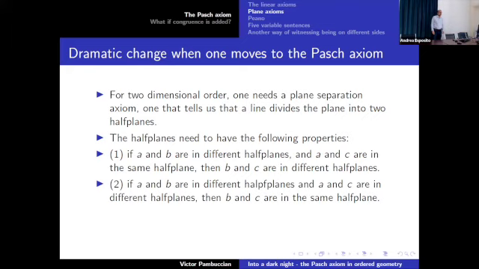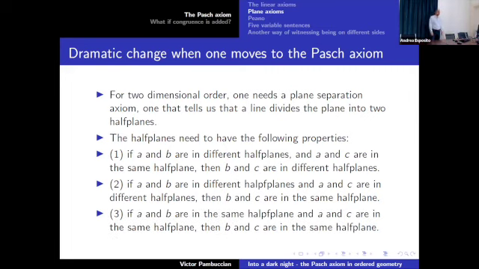Now, if A and B are in different half planes, so this is A and B, and A and C are also in different half-planes, then B and C should be in the same half-plane. That's again very easily seen. Now, if A and B are in the same half-plane, and so is A and C, then B and C should also be in the same half-plane. These are the three things that you can think about when you think, like, what do I want half-planes to do? That's what you want them to do.